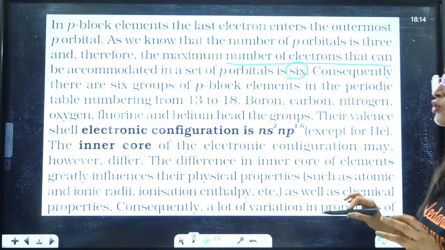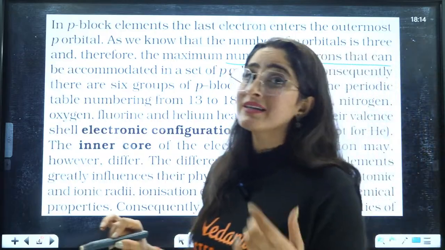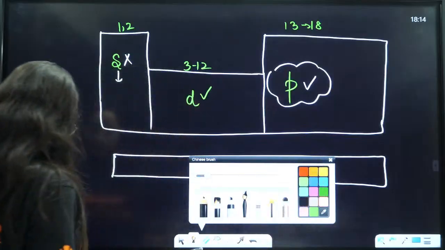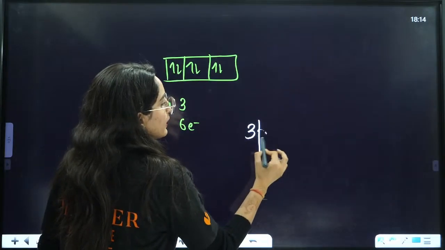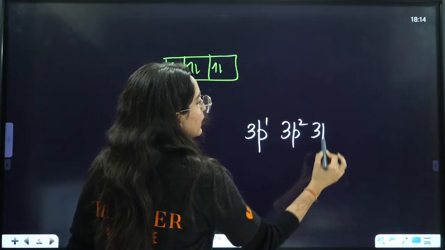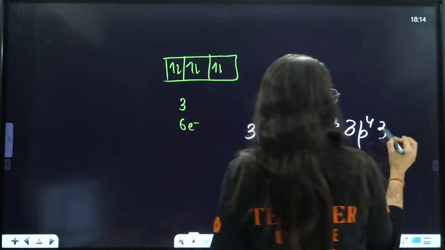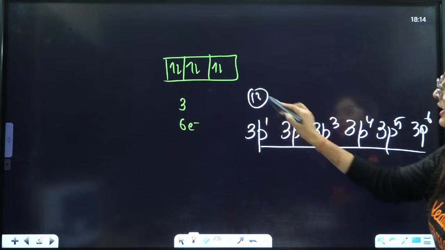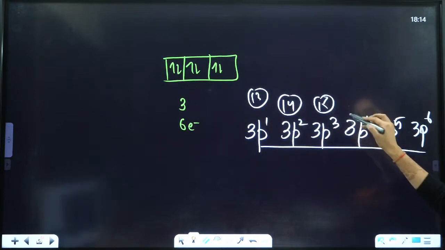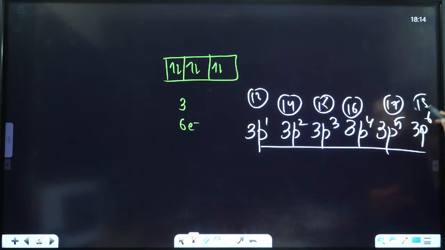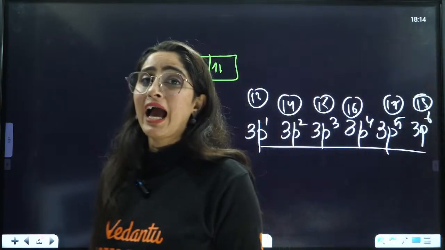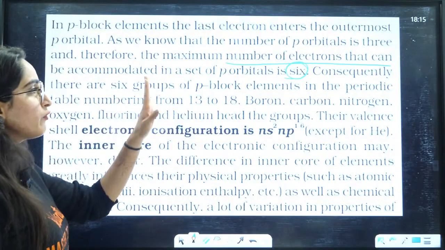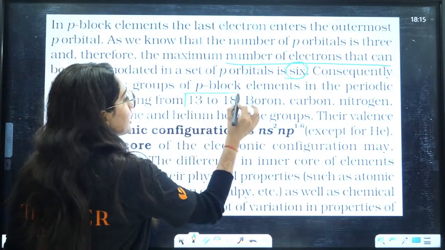Consequently, there are 6 groups in the P block because 6 electrons can be filled. For example, if you talk about 3p1, 3p2, 3p3, 3p4, 3p5, 3p6, these belong to group number 13, 14, 15, 16, 17 and 18 respectively. That is why we have 6 groups in the P block. Next, we are going to classify groups from 13 to 18.